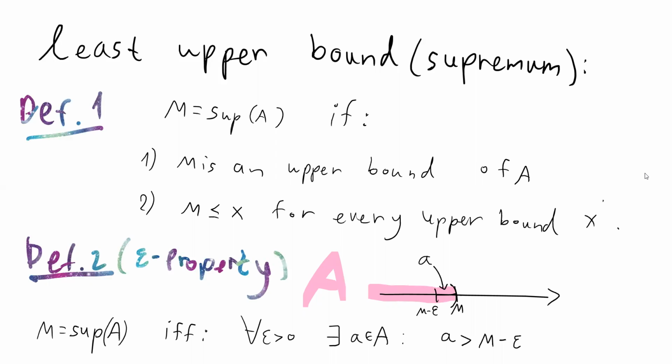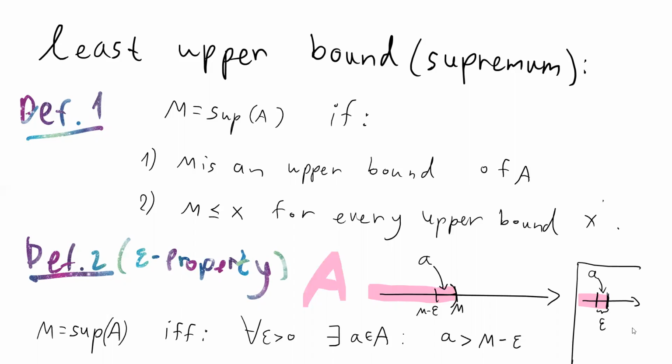We also saw the epsilon property that says that M is a supremum of A if and only if for every epsilon there exists an element in the set that is greater than M minus epsilon. In other words, if we go from the point M to the left a step in the size of epsilon, we will find there for sure in this step an element in the set. This is the epsilon property.